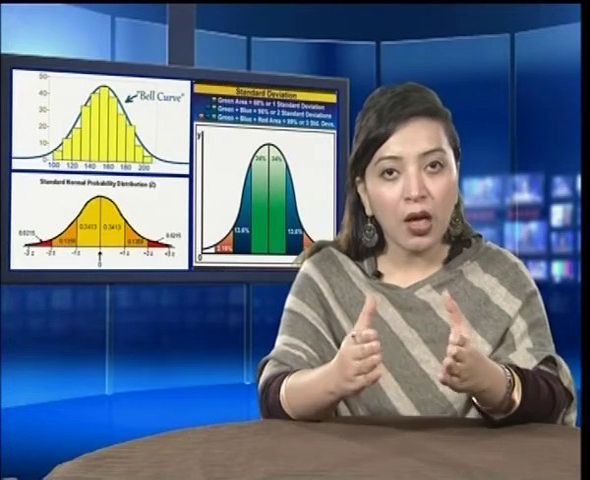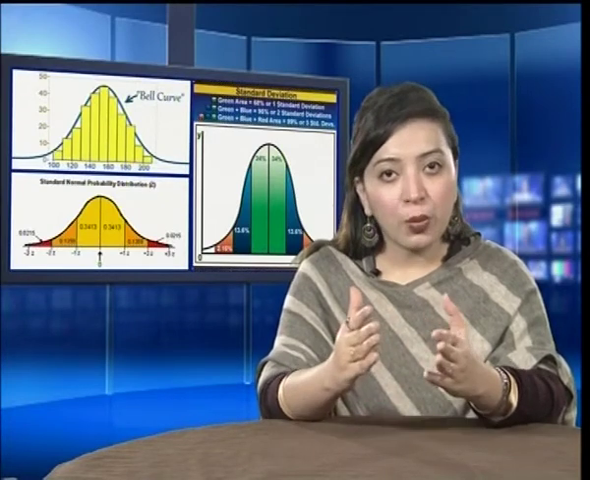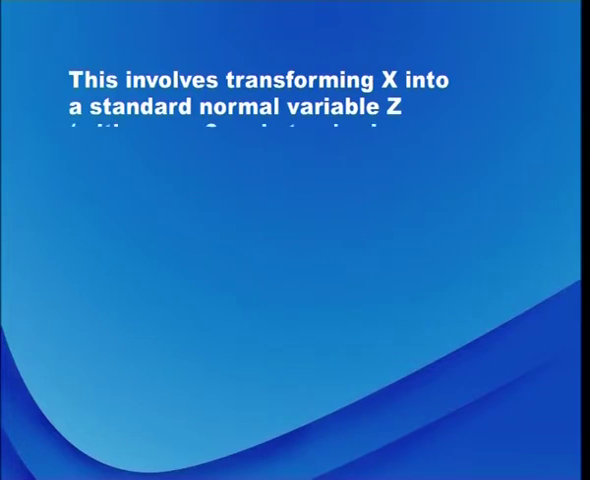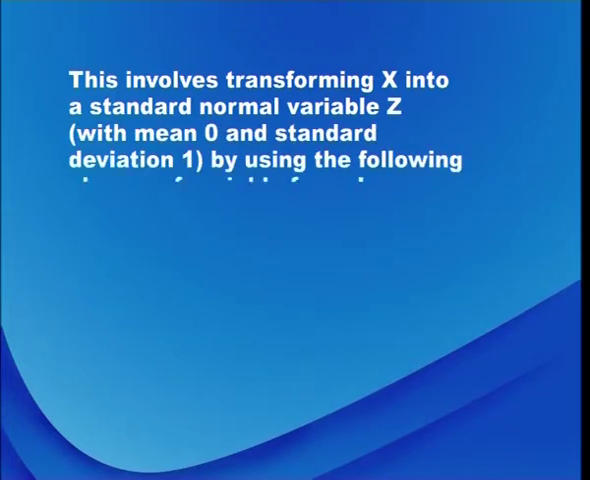If X is normally distributed with mean mu and standard deviation sigma, one might think that a separate table of areas is needed for each pair of values of mu and sigma. Fortunately, this is not the case, but one must first express a given area as an equivalent area under a standard normal curve. This involves transforming X into a standard normal variable Z with mean equal to 0 and standard deviation equal to 1 by using the following change of variable formula.